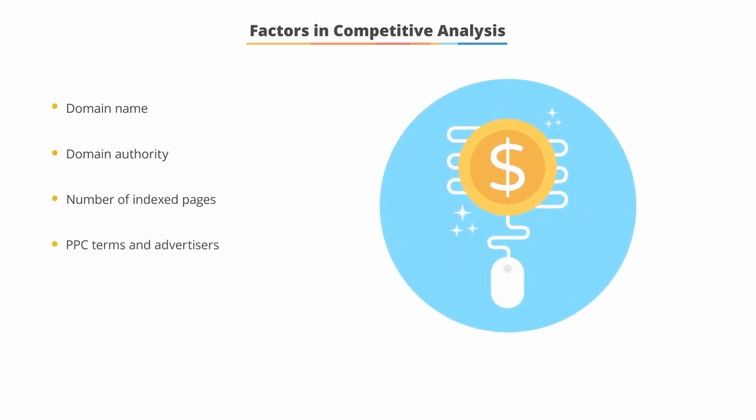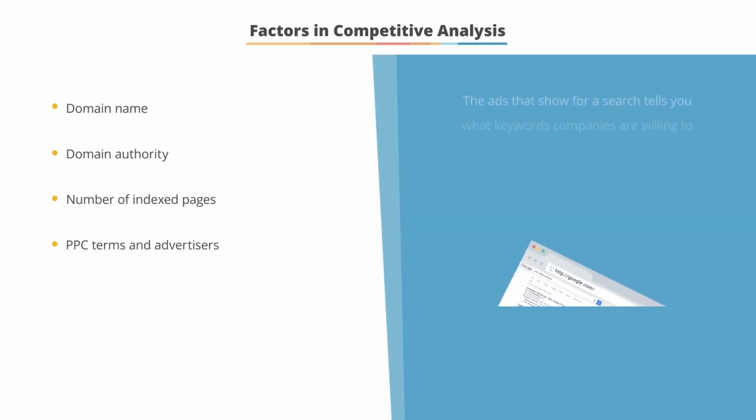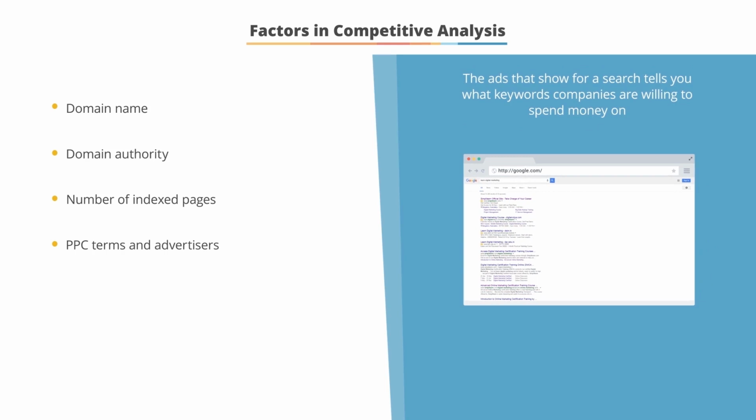The last thing to look at is paid search terms. Look at what ads are around the keyword when I search in the search engine. It's going to tell you what companies care about that keyword and are targeting it in their paid search campaigns. If they're spending money on it, it's an important metric to look at.